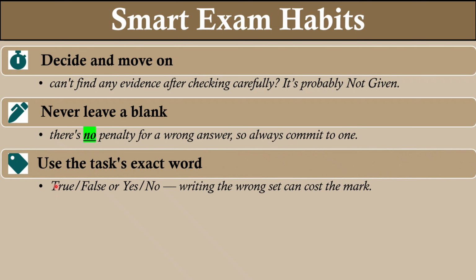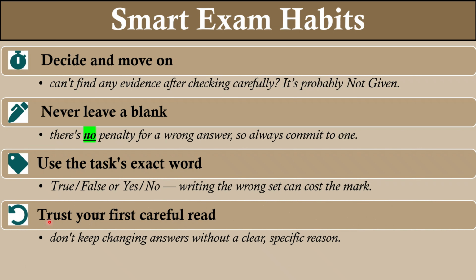Third, write the exact word the task asks for. Check if it's a true, false, or a yes, no section, so you don't accidentally lose easy marks. And fourth, trust your first careful reading. Avoid second-guessing yourself and changing your answers at the last second, unless you have found a clear piece of evidence you missed the first time.